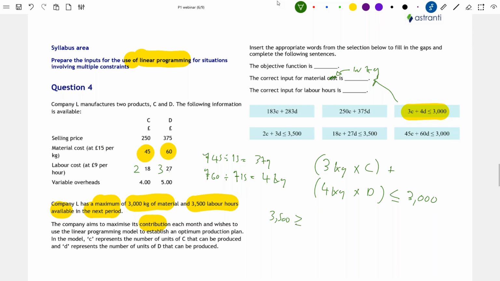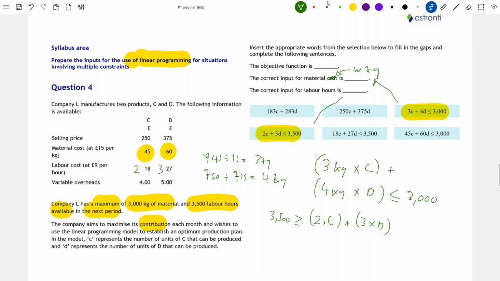then this must mean that 2 labour hours multiplied by the quantity of C plus 3 labour hours multiplied by the quantity for D is the absolute most that we can possibly produce. If every unit of C takes 2 hours and every unit of D takes 3, then no matter how we allocate it, it must satisfy this constraint. It must satisfy this inequality here. So this is our second correct input.